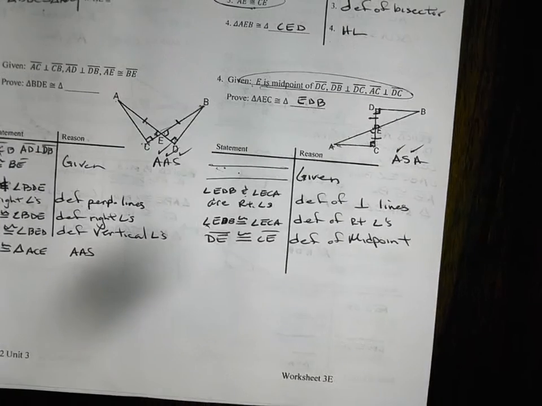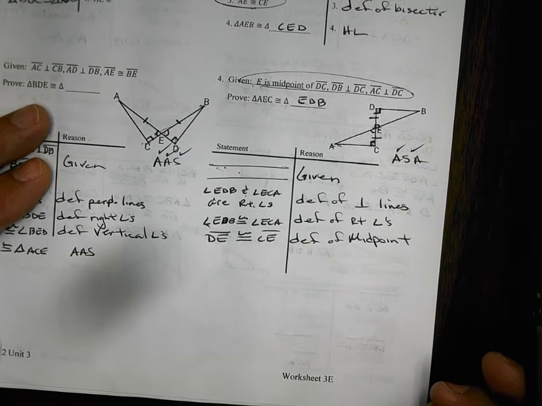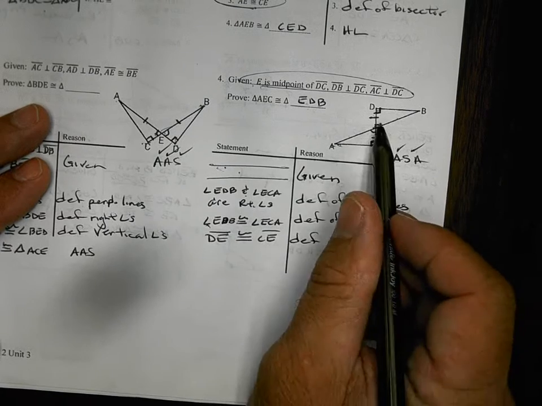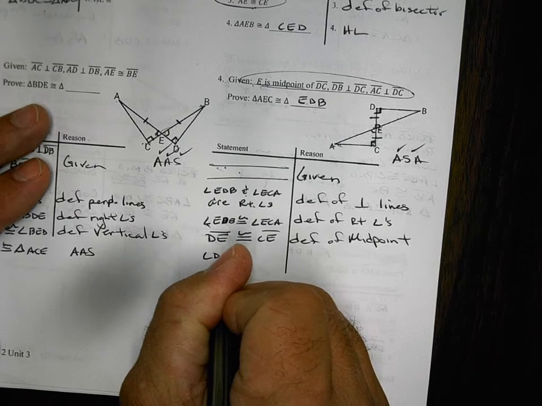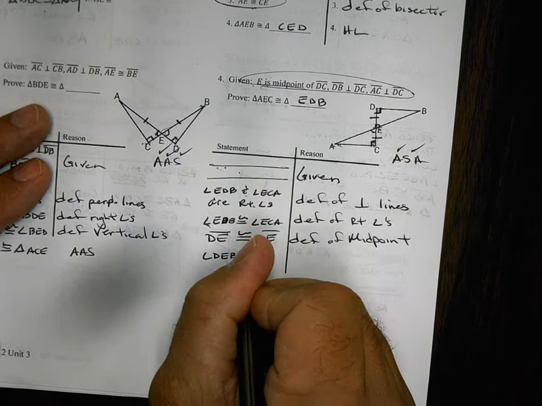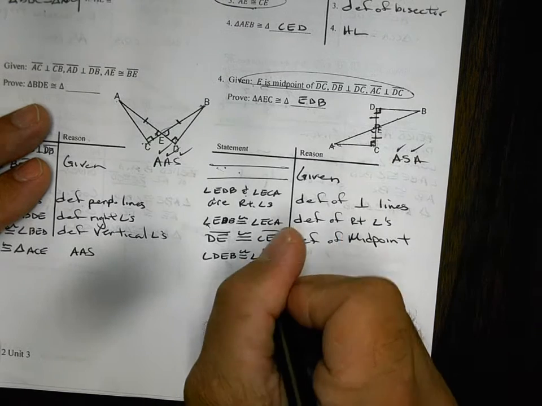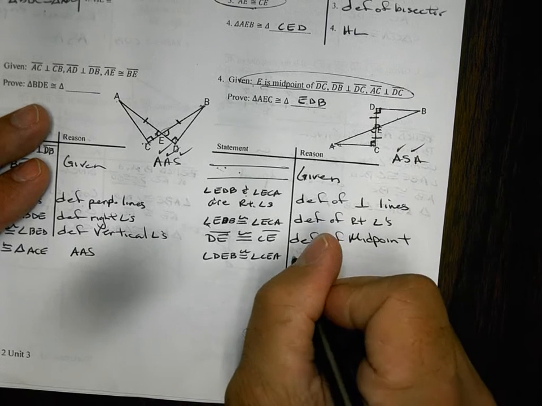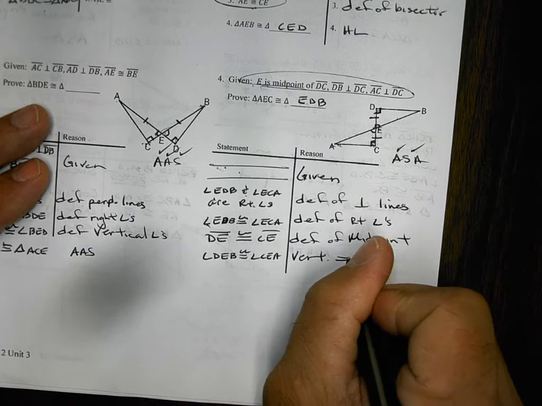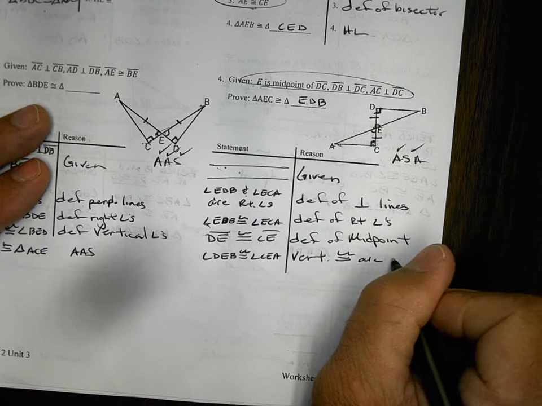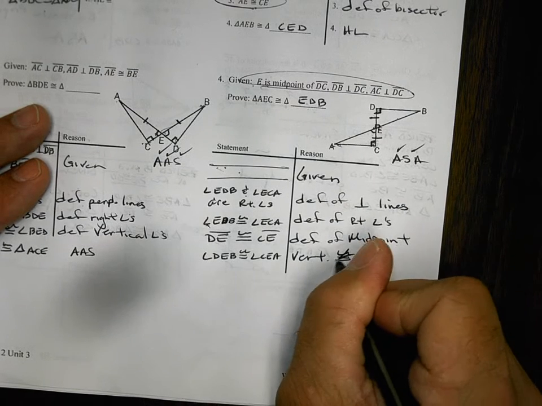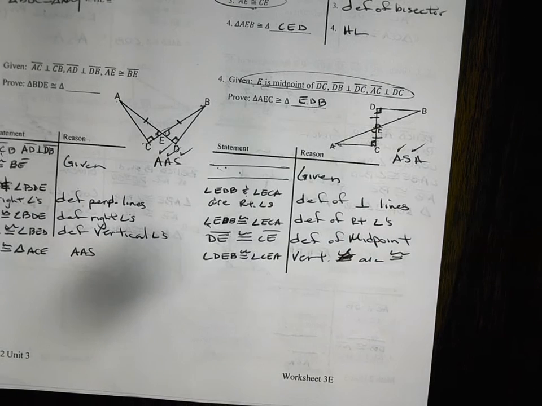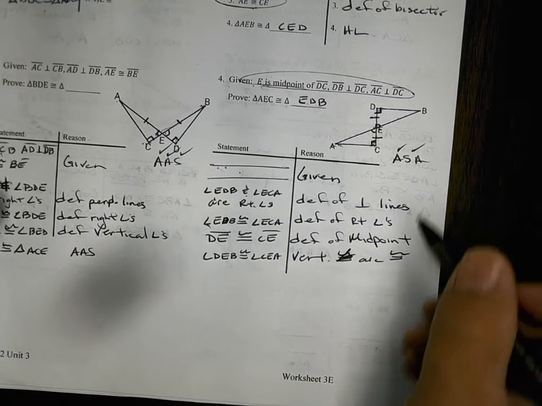And finally we can state that angle, where are we? DEB, angle DEB is congruent to angle CEA, and that is definition of vertical angles, or you could say vertical angles are congruent. Sorry here guys, vertical angles are congruent. It happens when I hurry. Okay? And finally now we've got all three statements.